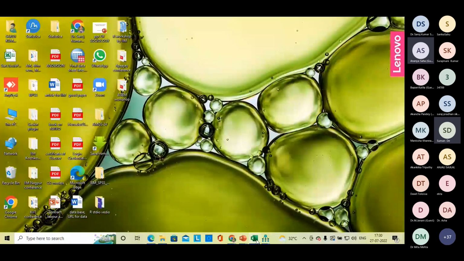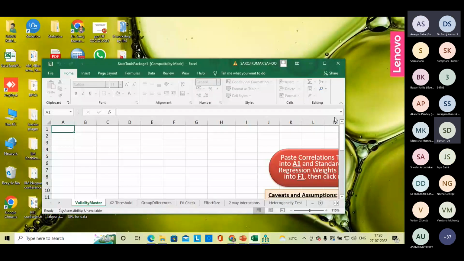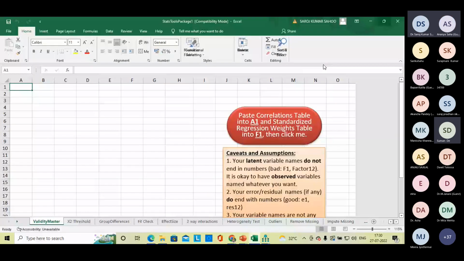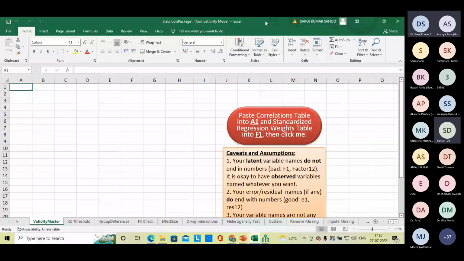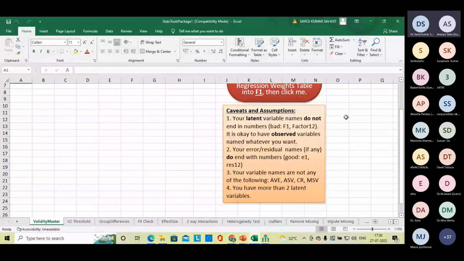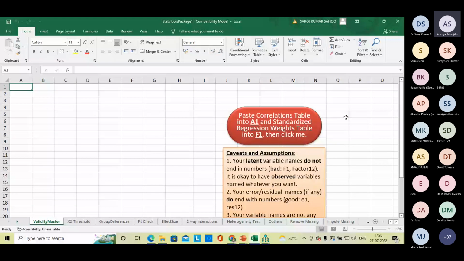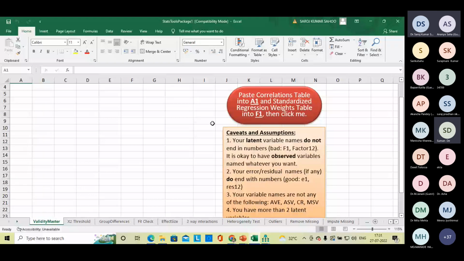Open that. If anybody's Excel macro has not been activated, please activate that. If it's already been activated, then nothing wrong with it. Clear? Have you opened this Excel sheet? Yes, sir.